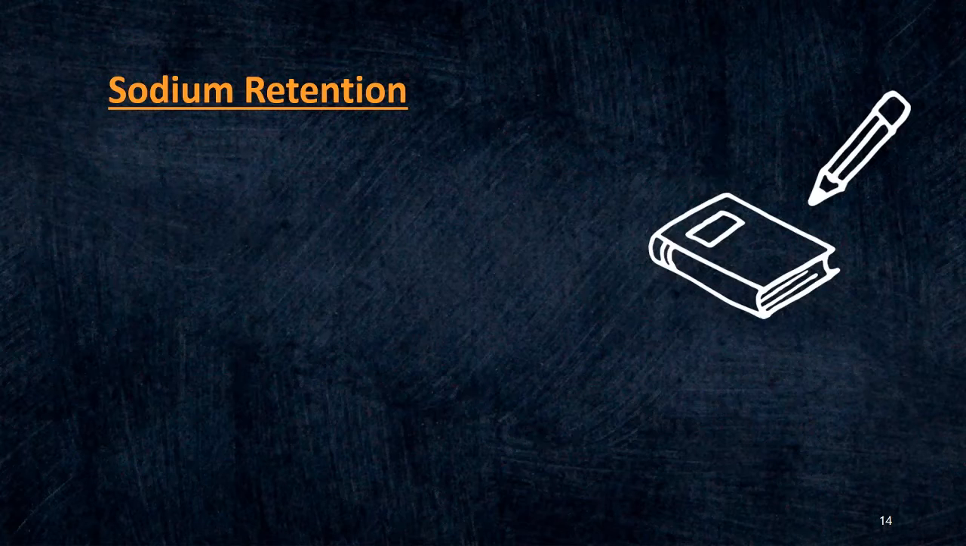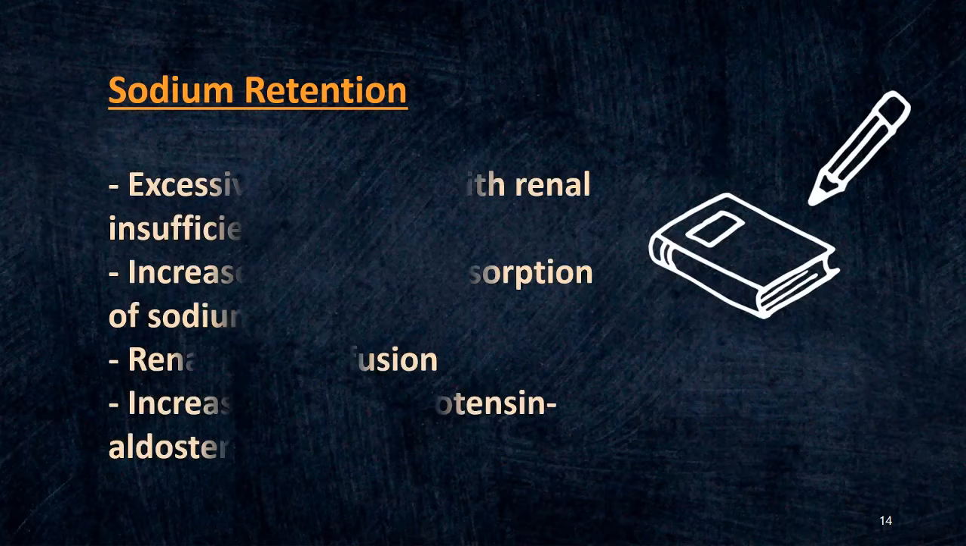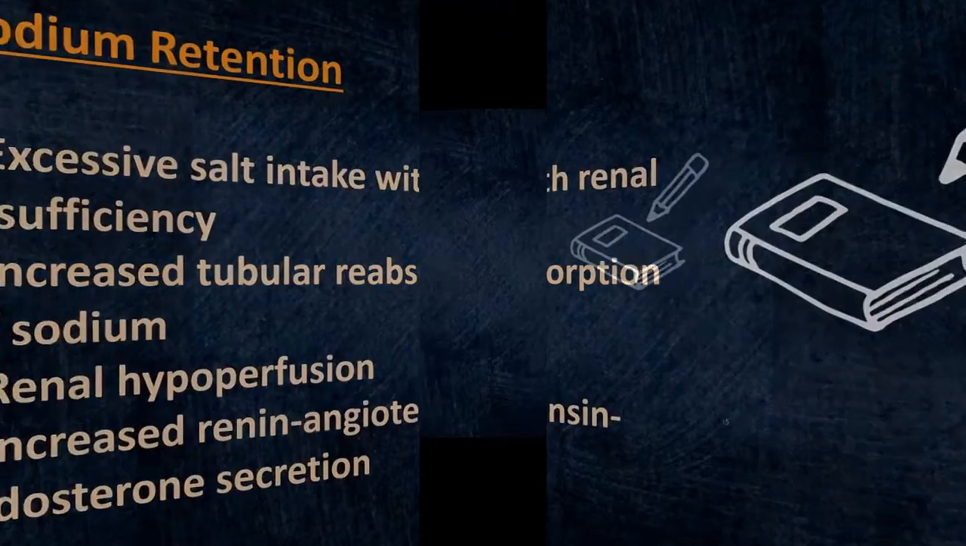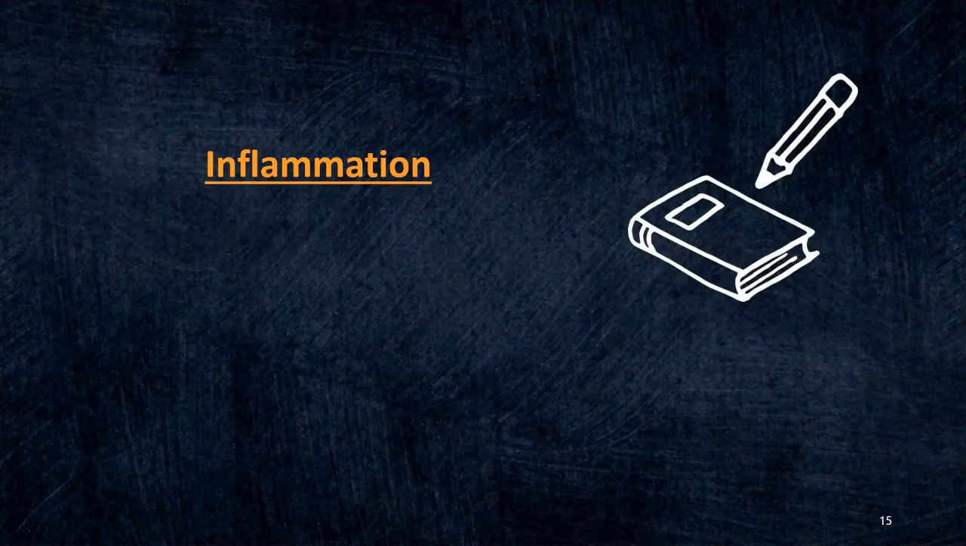renin-angiotensin-aldosterone system. And with this continuing worsening of failure and diminished cardiac output, the retained fluid merely increases the hydrostatic pressure, okay, which leads to edema. So, sodium retention, we can say excessive salt intake with renal insufficiency, increased tubular reabsorption of sodium, renal hypoperfusion, increased renin-angiotensin-aldosterone secretion. Now come to the last part, which is inflammation.